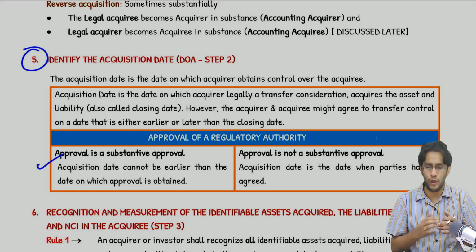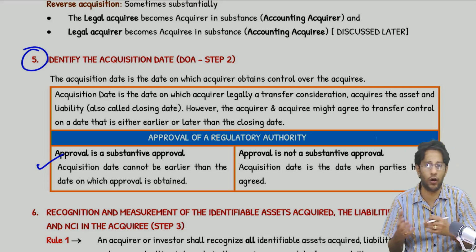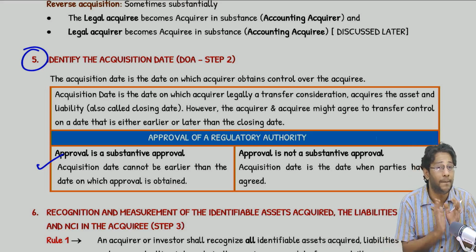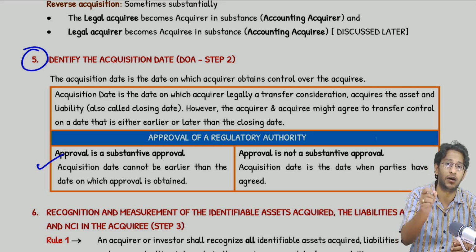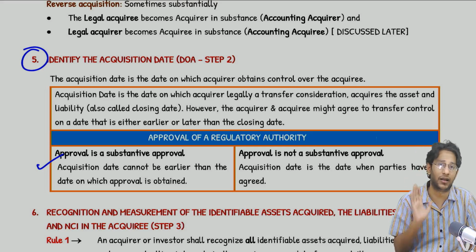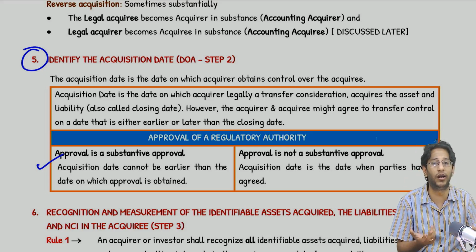date of such approval. You people have agreed the purchase consideration, you have agreed on when to transfer the assets and liabilities, everything you have decided, valuations and all are done, fine. But the Competition Commission's approval has not come. Until that date comes, your acquisition date cannot be identified.